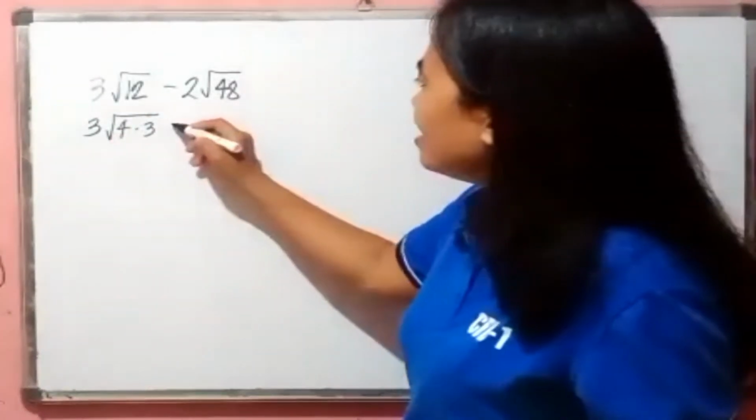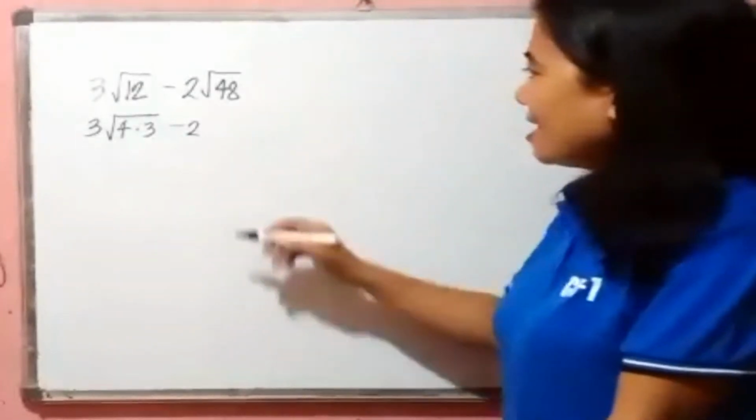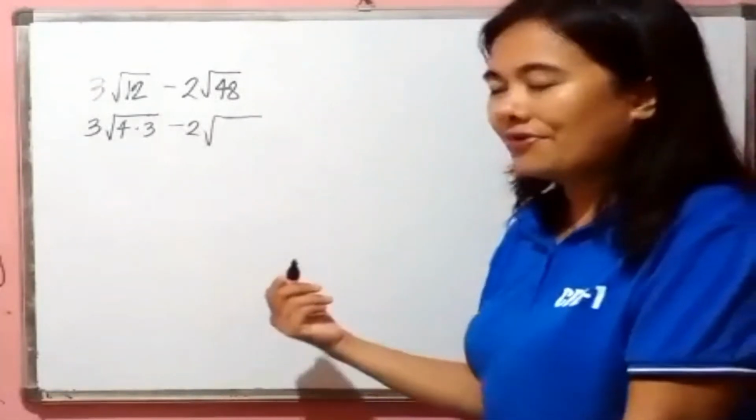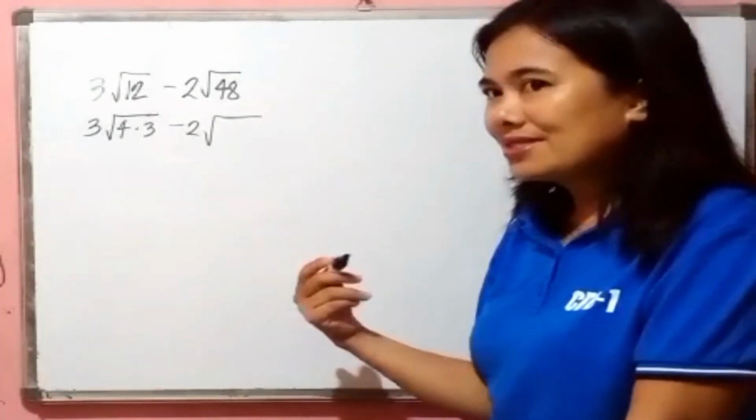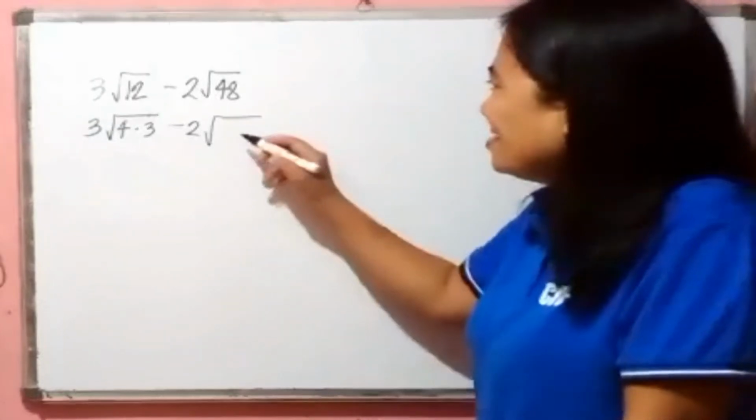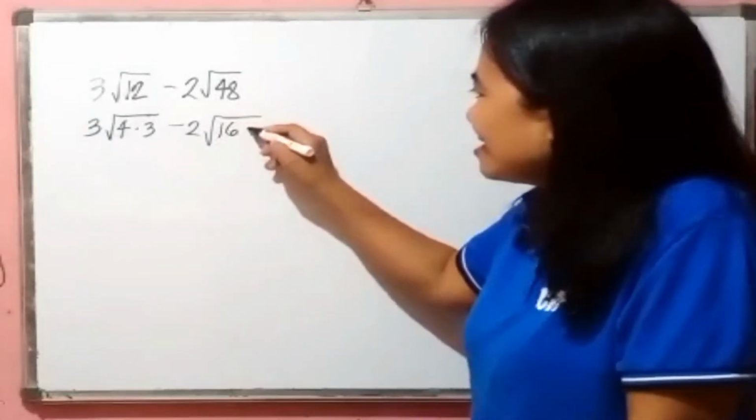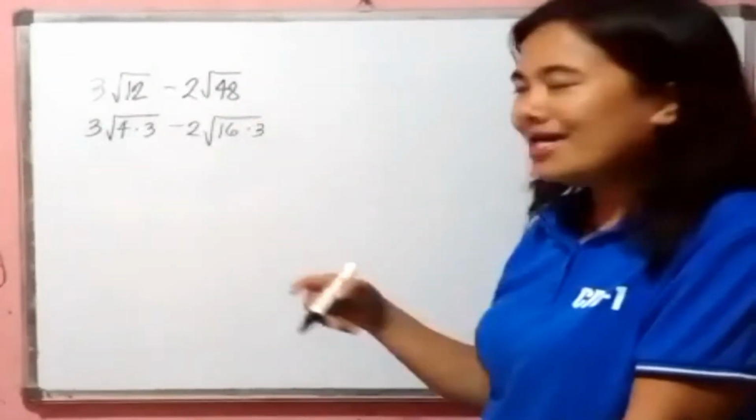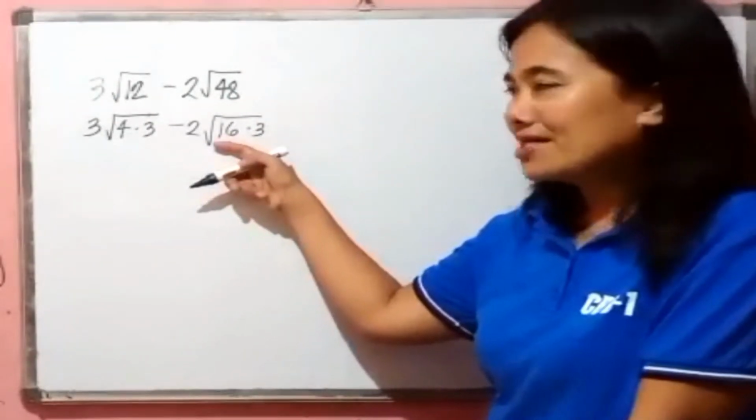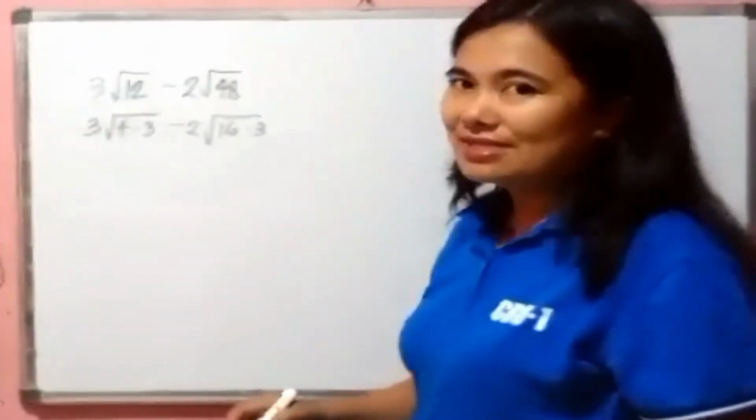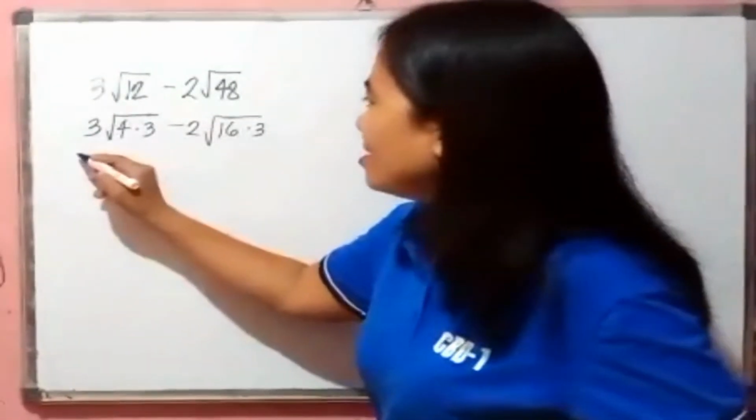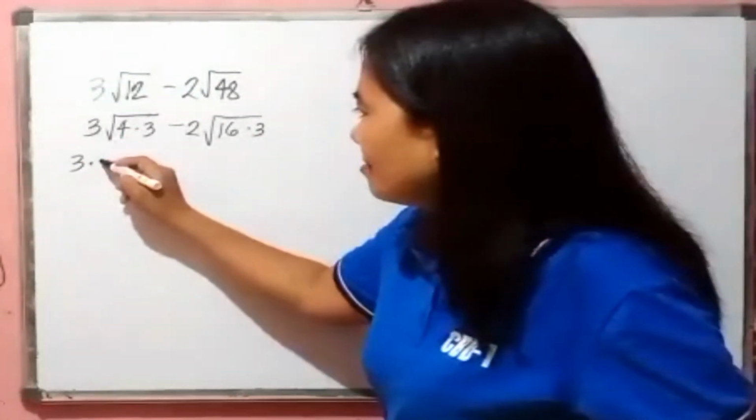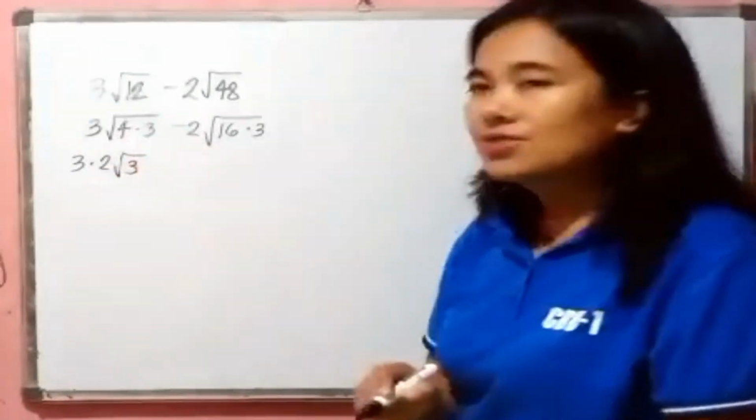Now for 48, what are the factors of 48 where one is a perfect square? Think. Will it be 16 times 3? Why 16 times 3? 16 times 3 is 48, and 16 is a perfect square. So, we take out the perfect squares. Copy 3, then the square root of 4 is 2, so we take it out. So we have here square root of 3.